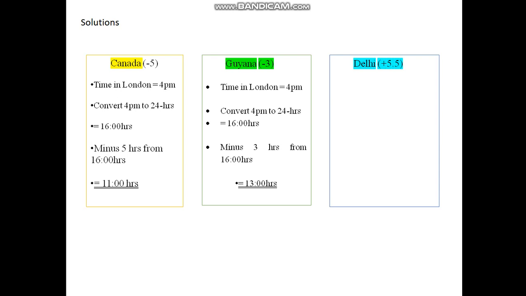Let's move on. The time in Delhi is 5.5 hours ahead of the time in London. So the time in London is 4 p.m. We have to convert it to 24-hour clock or format, and we have 1600 hours in London. And since Delhi is 5.5 hours ahead of the time in London, we have to add. We don't have to subtract. Once it's a positive, we have to add it. And when we add 5.5 hours to 1600 hours, the time in Delhi is 2130 hours, 2130 hours in Delhi.